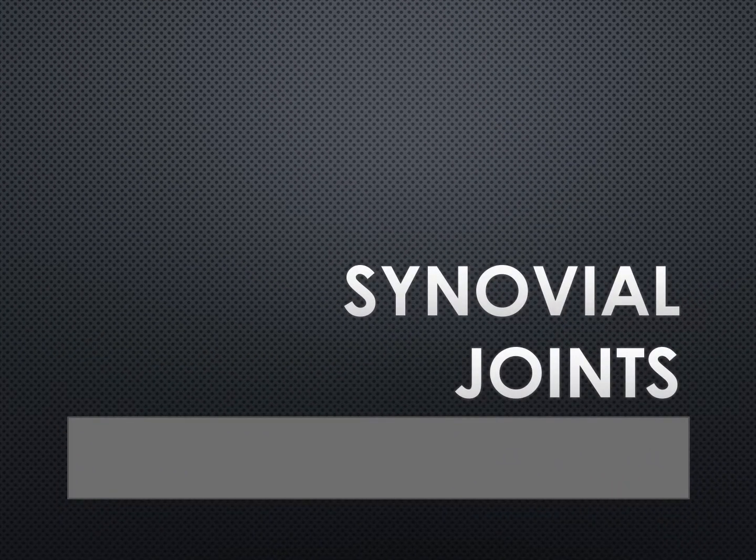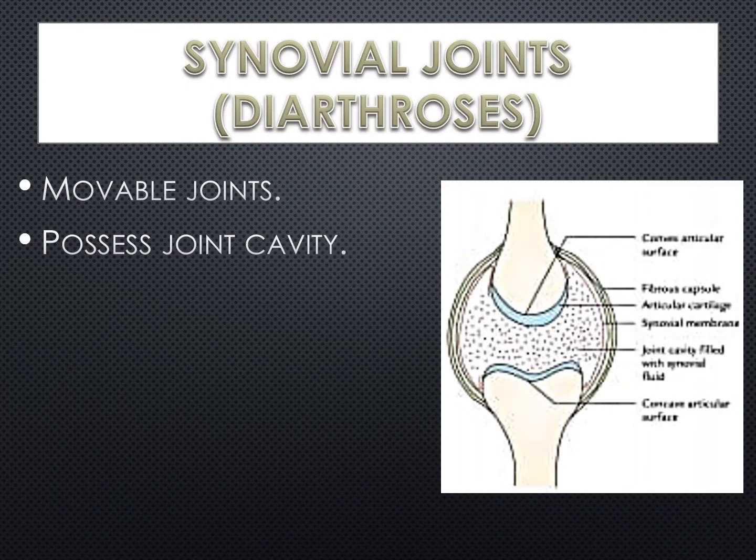Now coming to synovial joints. Synovial joints come under diarthrosis, that is, they are movable joints because they possess a joint cavity. Compared to other joints, where bones were separated by a piece of cartilage or by fibrous tissue, synovial joints possess a joint cavity which is held together by soft tissue.